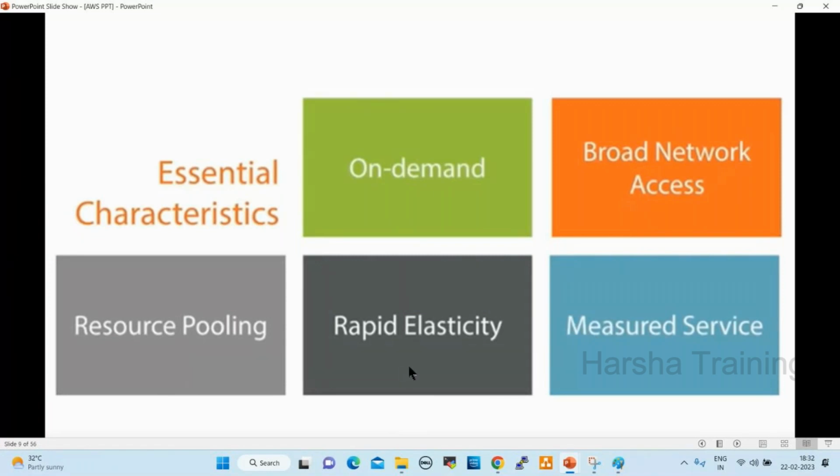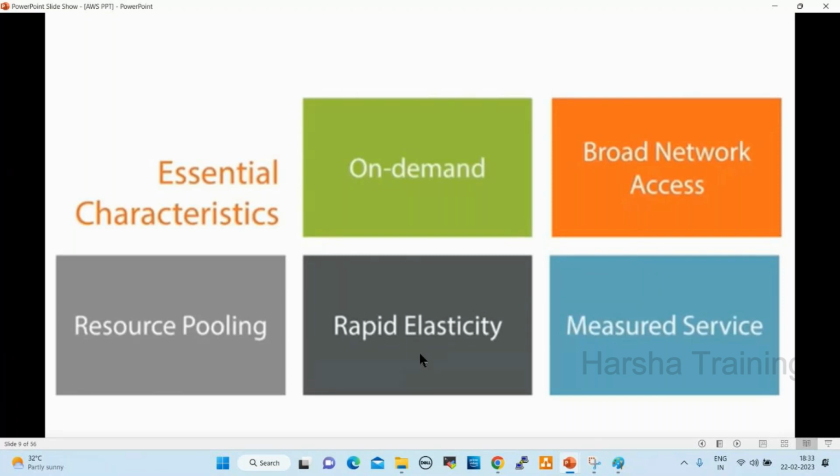Next one, rapid elasticity. What is this? Whatever servers we are using in cloud, those are elastic. We can increase the resources, we can decrease the resources by a single click. For example, I'm working on some database server and in the middle of the activity I'm getting some performance issue. On the fly, I can increase the RAM, the CPU, the storage, which is nothing but rapid elasticity.